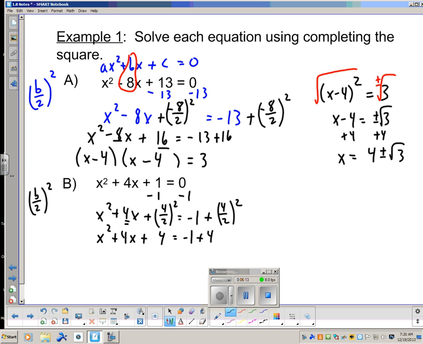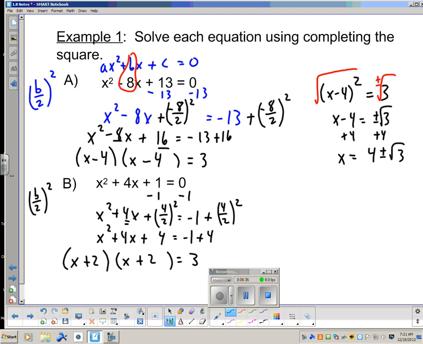So now I'm going to factor. My next step is to factor the left-hand side. It's a nice trinomial, so let's factor that out. X times x is x squared. But what times what is 4 and adds to give me 4? That would be 2 and 2. And I know I factored it correctly because look what's inside: the parentheses are exactly the same. -1 plus 4 gives us 3.